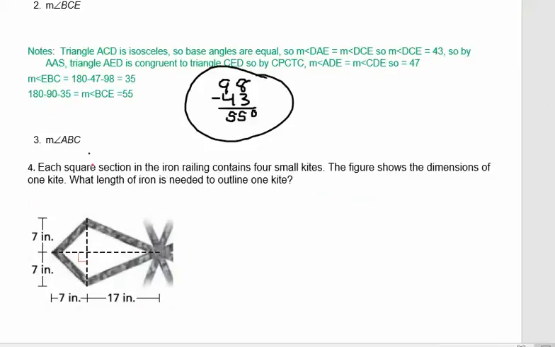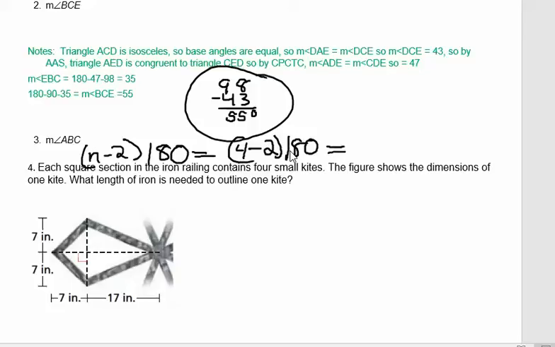So to find the sum of the interior angles of a quadrilateral, you use the formula (n minus 2), where n is the number of sides, times 180. So 4 minus 2 times 180 is the same as 2 times 180, which is 360.